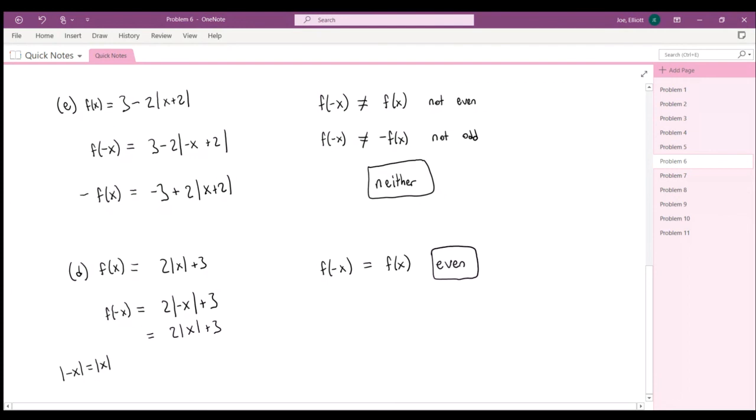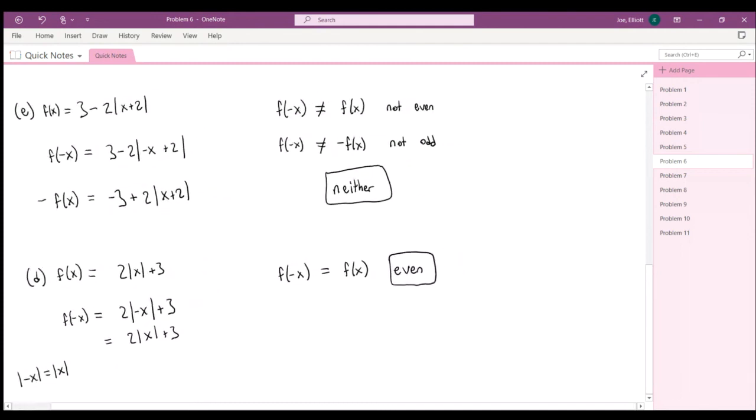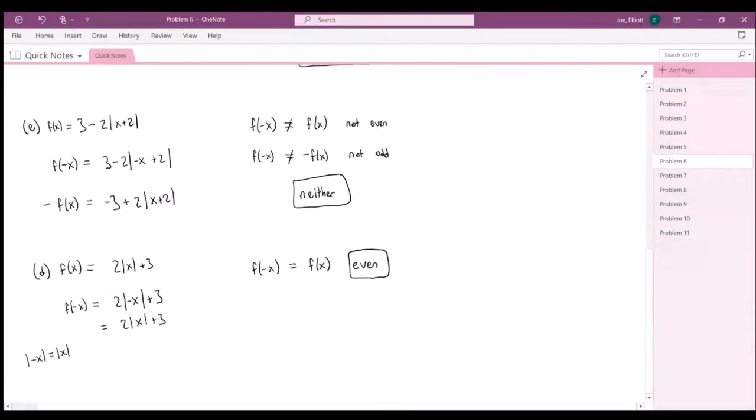But does that mean for part E, doesn't that change f of minus x? Shouldn't it be equal to 3 minus 2, and the minus x will turn into positive x? Okay, yeah. So the answer is no, okay? So the reason why is because the plus 2 kind of ruins it. So let me try to explain why by illustrating over here.